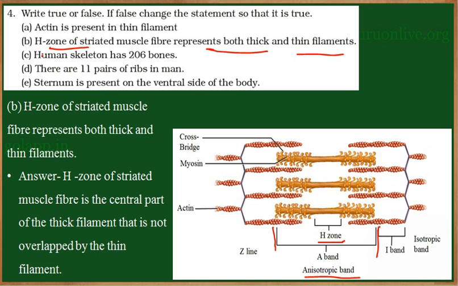But here they say H zone of striated muscle fiber represents both thick and thin filament. But if we see the diagram, it has got only thick filament. Thin filament is not present. So the statement is false. The answer is, H zone of striated muscle is the central part of the thick filament. It is not overlapped by the thin filament. So in the picture also we can say there is no overlap of the thin filament. The overlap is only here, which is outside the H zone.